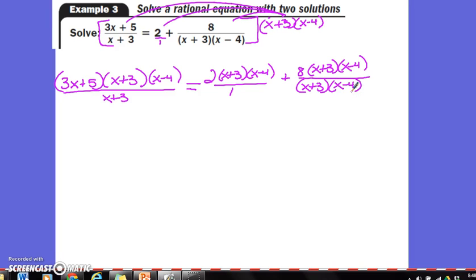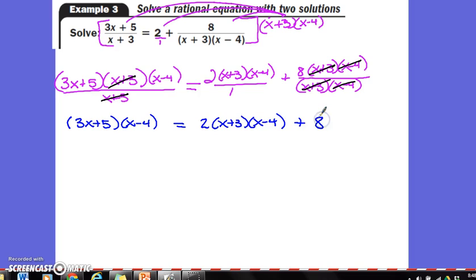Alright, so now I'm going to get rid of the fractions because at this point I can cancel things out and my fractions will simply go away. And I will be left with 3x plus 5 times x minus 4 equals 2 times x plus 3 times x minus 4 plus 8. No fractions. Now we're going to have to FOIL, solve, collect like terms. This is a big multi-step equation, but we can do it.